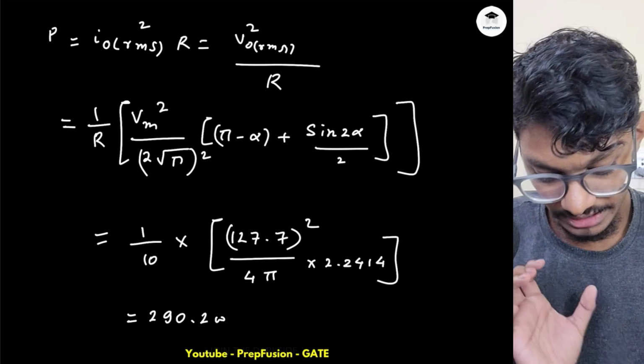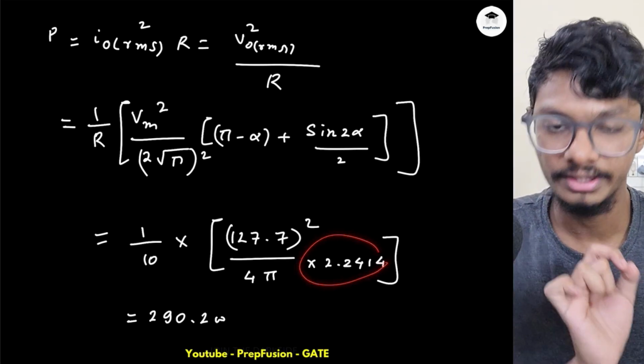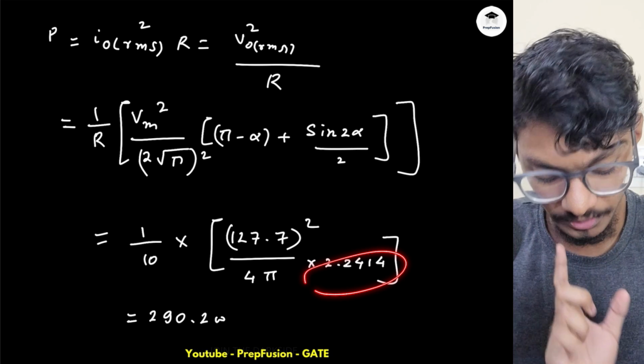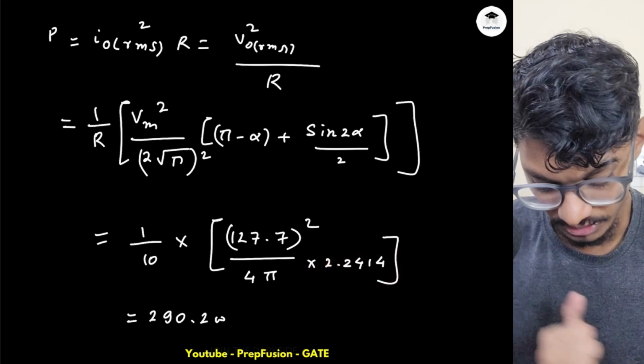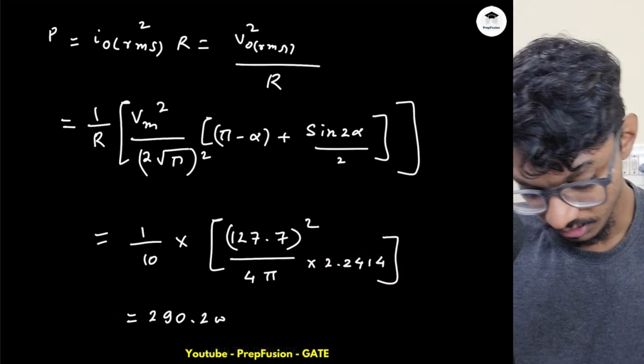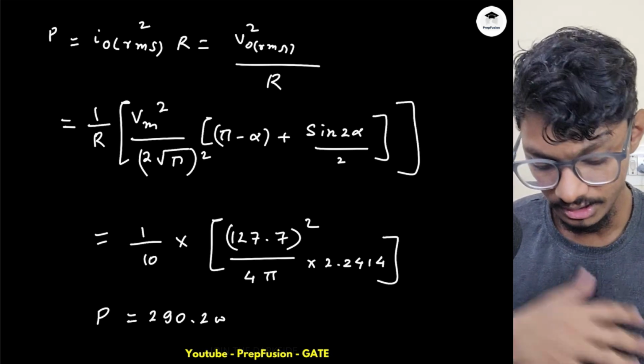Yeah, sorry for the interruption. I just made a calculation mistake over here. This won't be that value, whatever was coming. This should be 2.241. That's why I was confused. And if I find out the power, my power will be simply 290 watts. Okay, this will be the answer to this question.